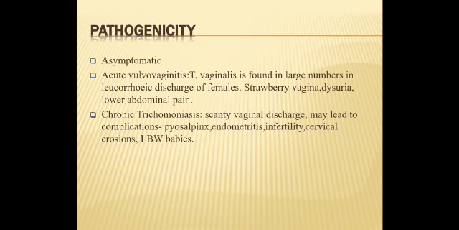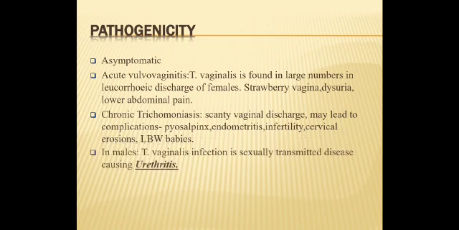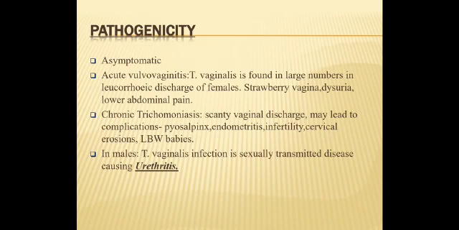Over a period of time, due to the presence of trophozoites of Trichomonas vaginalis, there may be pyosalpinx, endometritis, infertility, cervical erosions and low birth weight babies if pregnant women are infested with Trichomonas. In males, the male partner who gets it from the female partner, there will be urethritis.